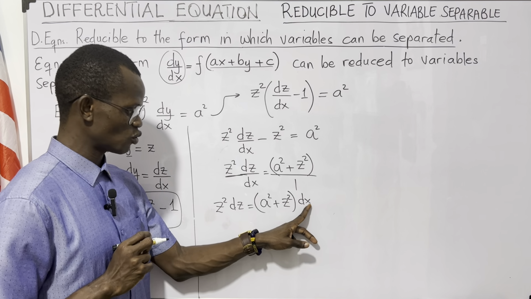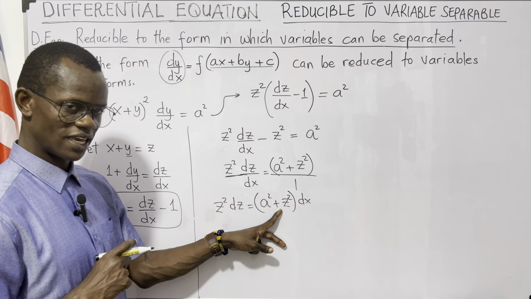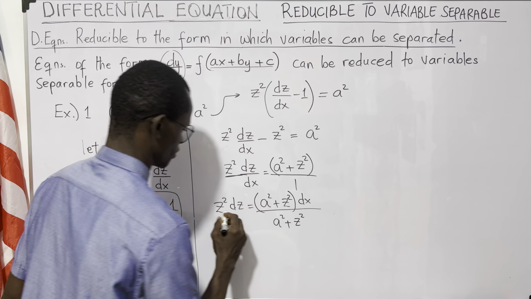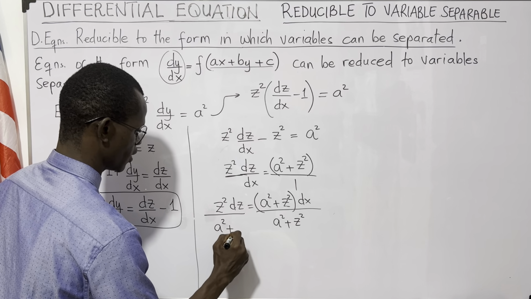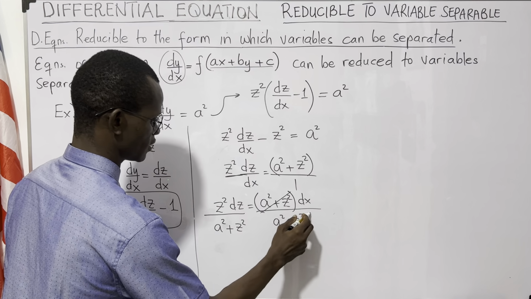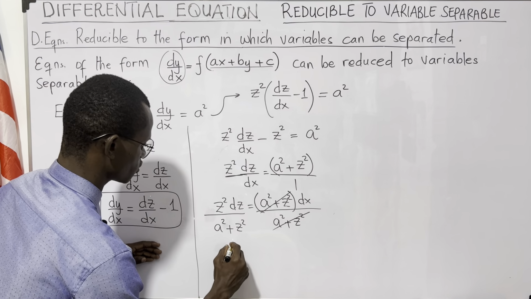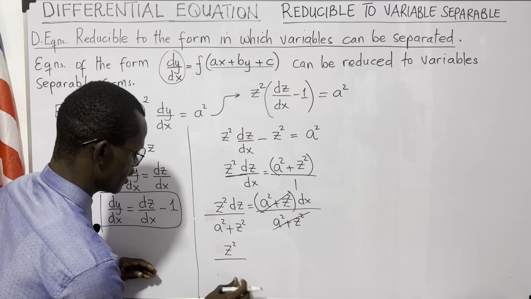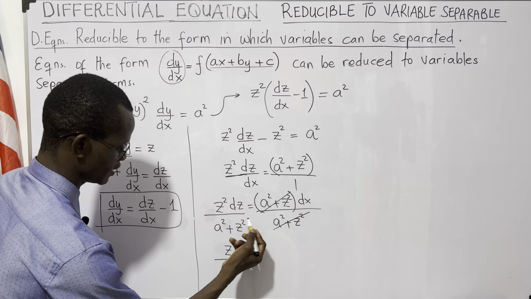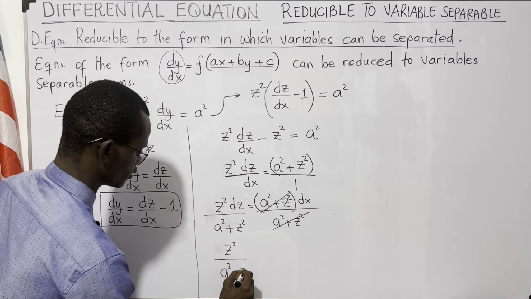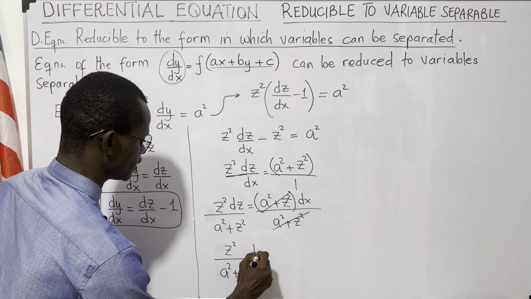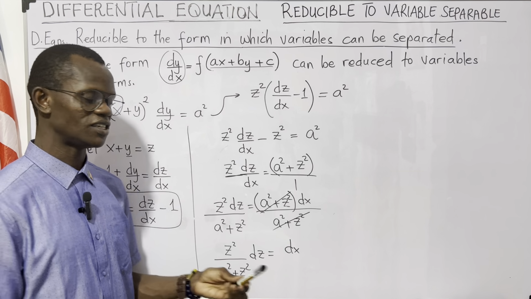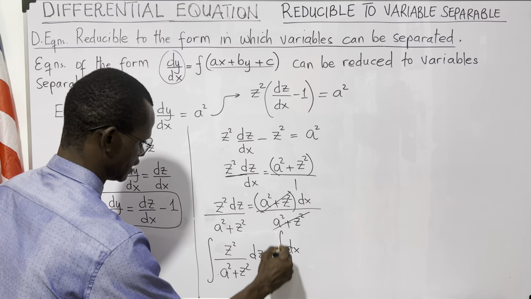Now this is x, so we don't need z in there, we need only x. So we must divide both sides by a squared plus z squared, a squared plus z squared. So we cancel this one, and we're left with z squared over a squared plus z squared dz equals dx. Now the variables have been separated. We can now integrate both sides, so we integrate this side and integrate this side.